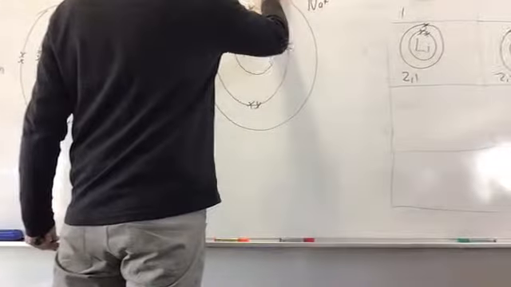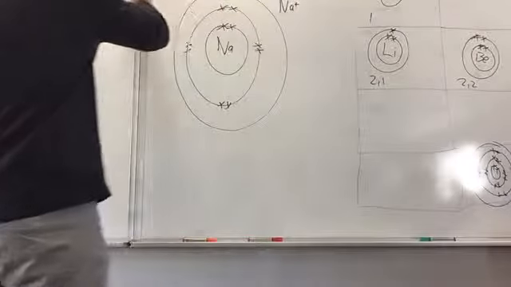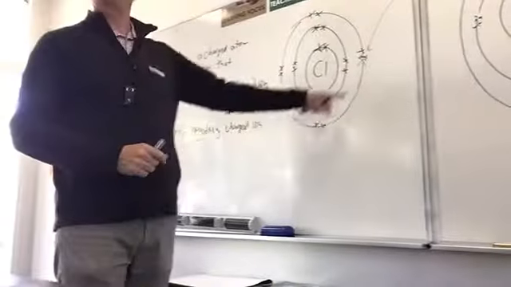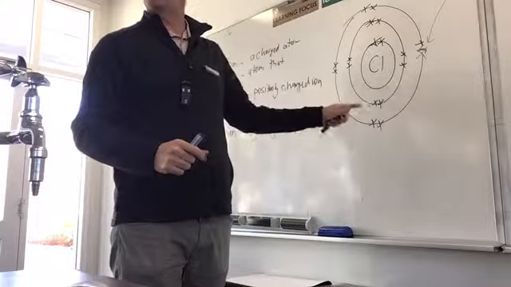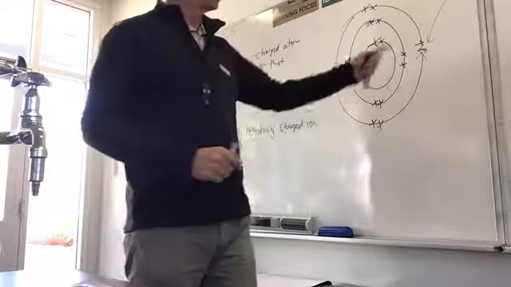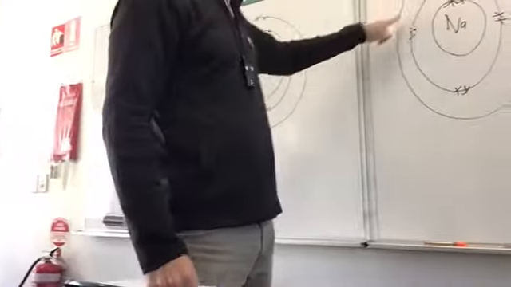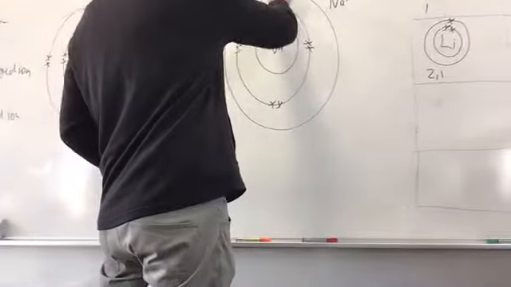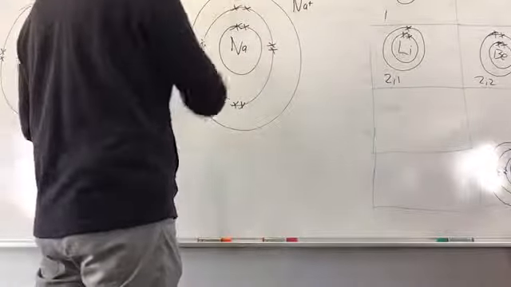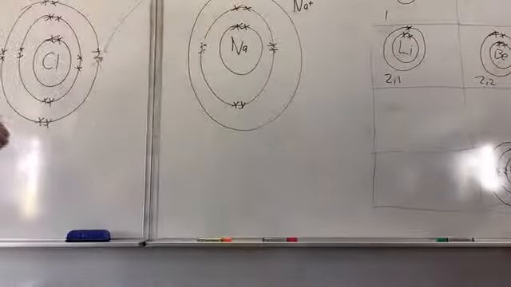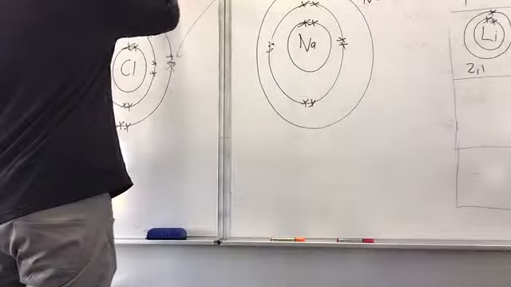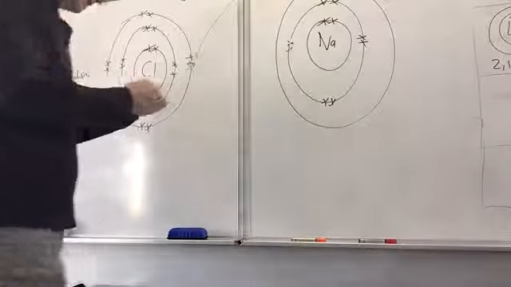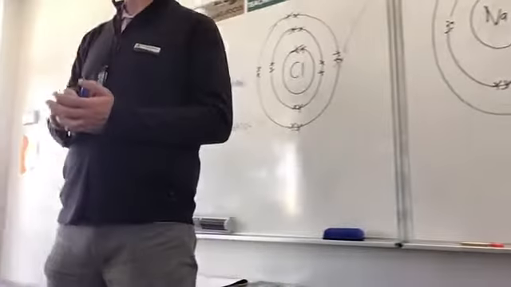So this electron from sodium gets transferred over here. So chlorine now has 8 electrons in its outer shell. Its outer shell is full. Is it happy? Yes. Sodium has 8 electrons in its outer shell. Its outer shell is full. Is it happy? Yes. So we now have a chlorine ion, which has got a negative charge, and a sodium ion, which has got a positive charge. What do you think is going to happen?